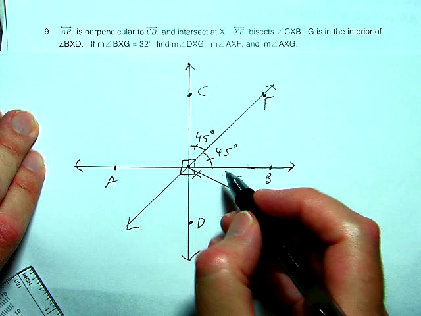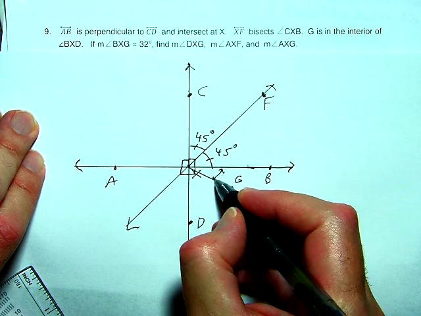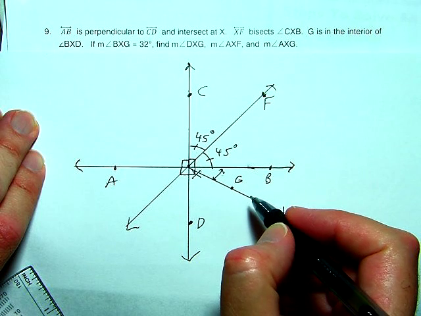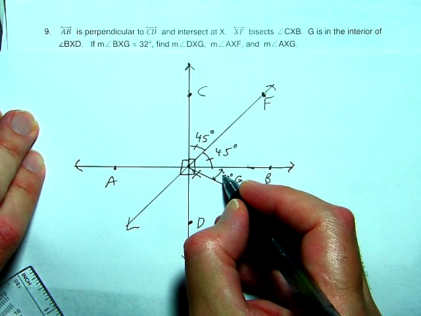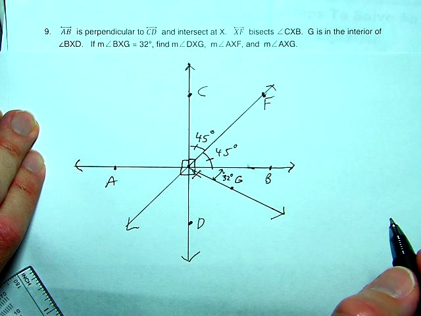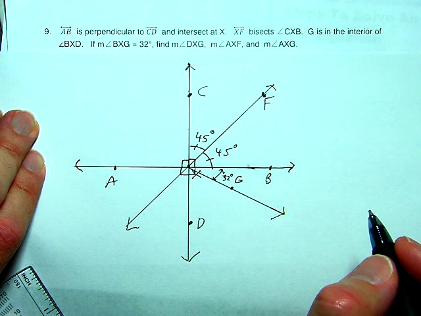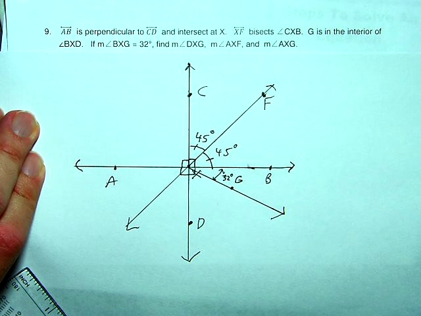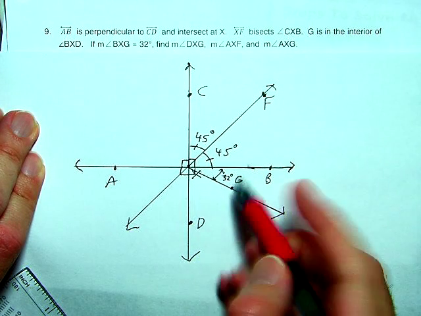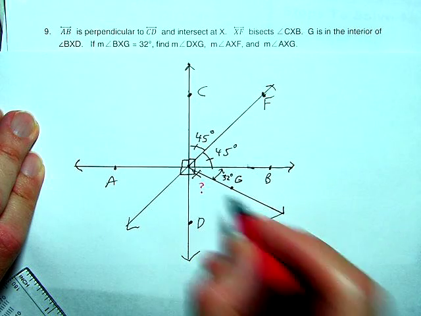So now, angle BXG is this angle here. That is the angle we're talking about, and they're telling us this angle is 32 degrees. So let's write in 32 degrees for that angle. Now, we need to find the following angles. These are our question marks. DXG. We need to know this angle.